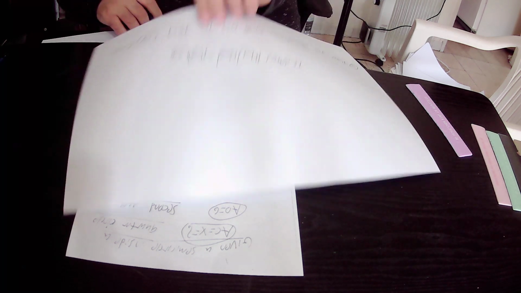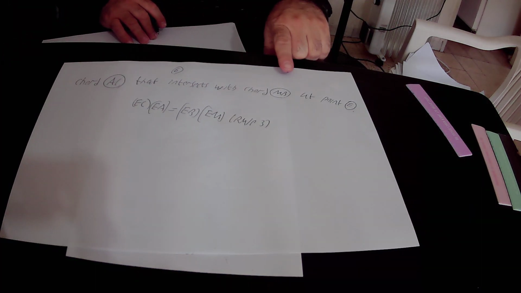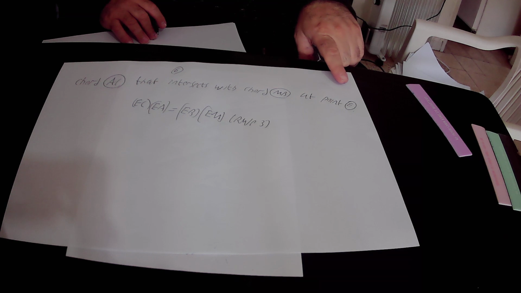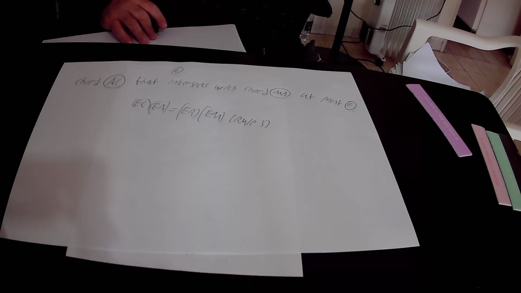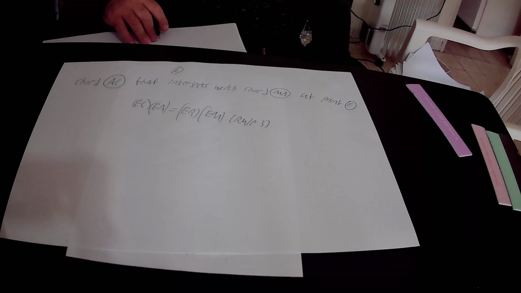I'll repeat again. Chord AC intersects with chord MB at point E. Point E is the intersection point. Therefore, according to rule number 3, we get that EC times EA equals EB times EM. Okay?